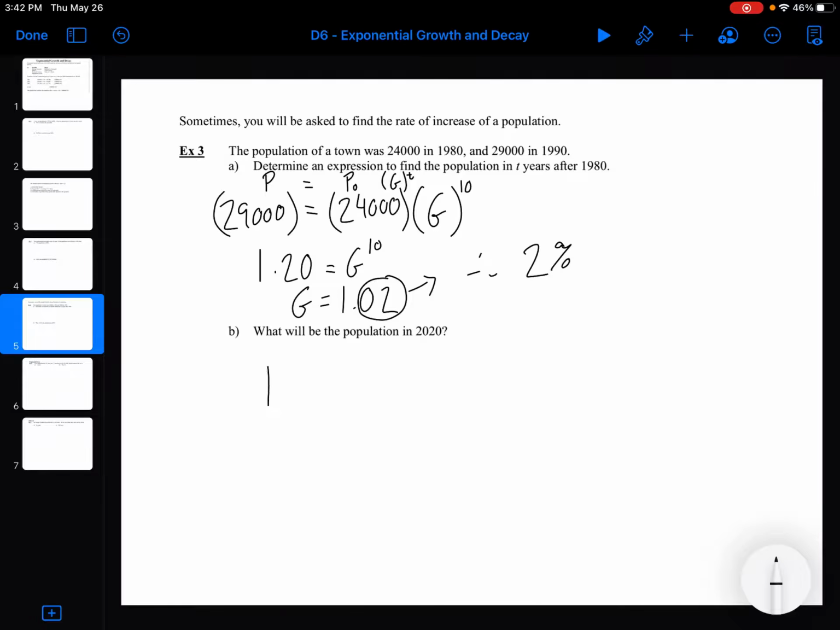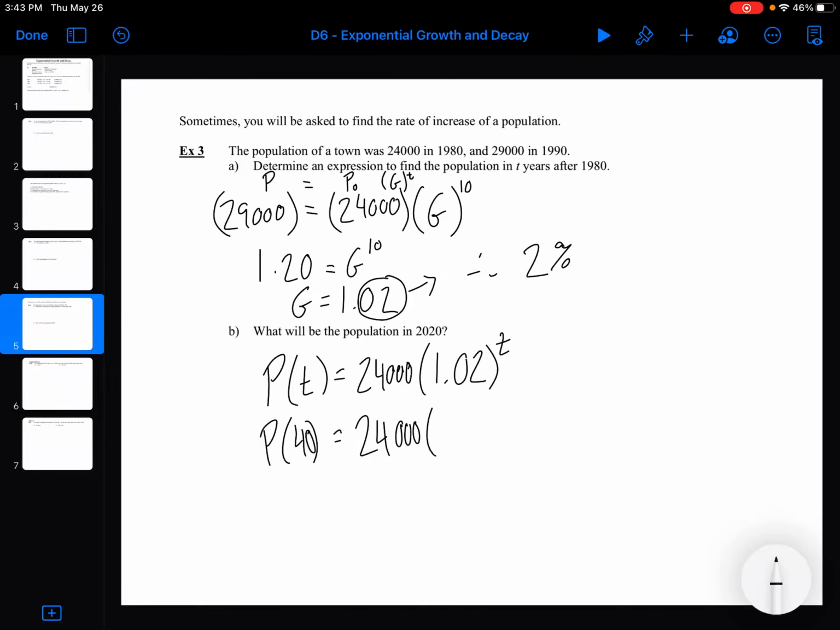All we're going to do is P at T. I'll write out the equation here. It was 24,000. We had 1.02. And then the T in this case, we're going to do 2020 minus 1980. So we're going to have P at 40 equals 24,000. And then we've got 1.02 to the 40. Okay, because it's a 40-year difference.